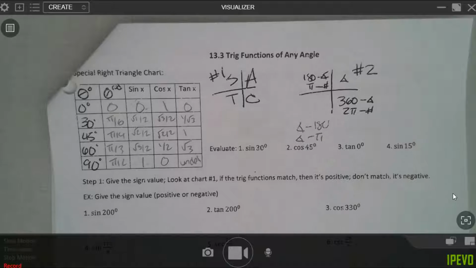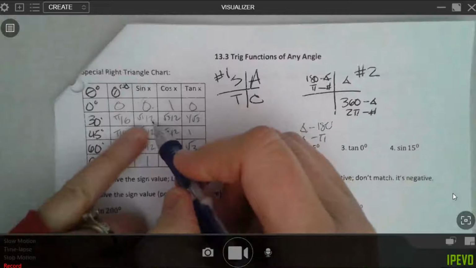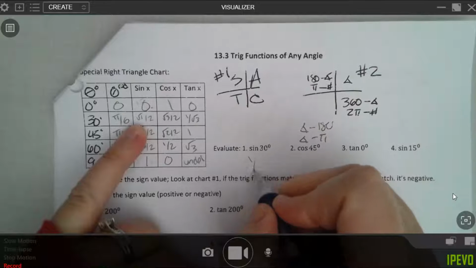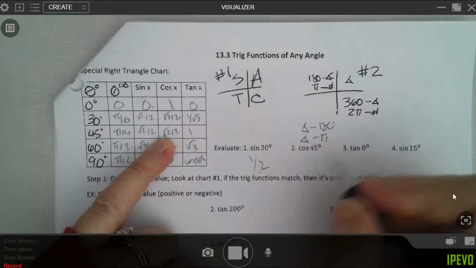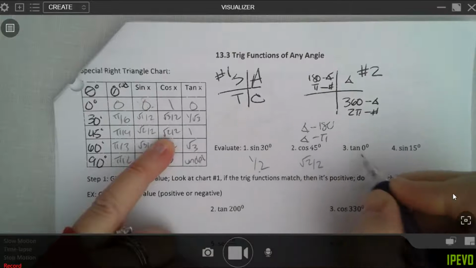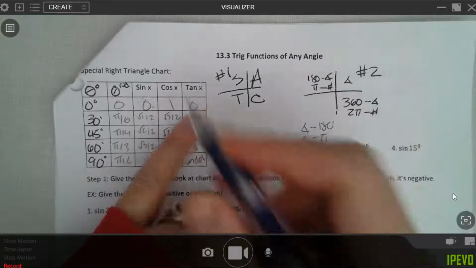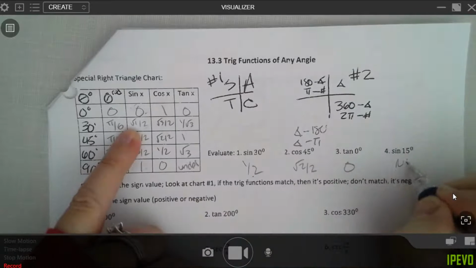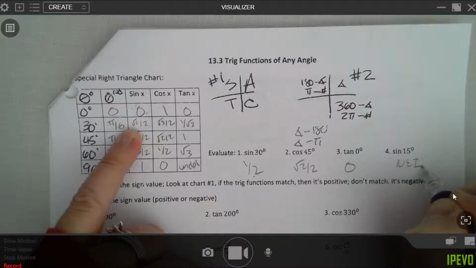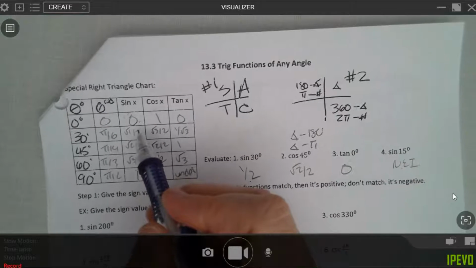So if we're going to find the first ones here, we'd say, what's sine of 30? Sine 30 is a half. And cosine of 45, radical 2 over 2. Tangent at 0 is 0. Sine of 15, there's no angles up here, so you can't figure it out. I put this on here because I don't want you to think that you can just take half of it, because look, 60 degrees, you don't take half of it to get 30 degrees.